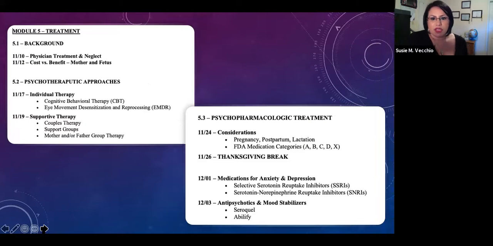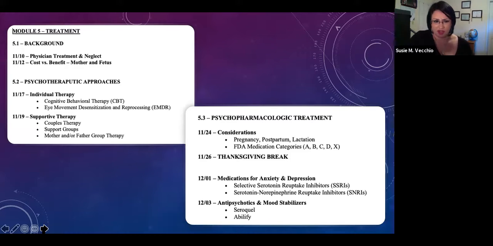And finally, the course would end with looking at treatment approaches and cost versus benefits. One of the most important things that we have learned in the trainings that I have been able to attend is that unlike a physician, we see the mother and the father as the primary patient. So, of course, psychotherapeutic approaches are the first to be implemented.